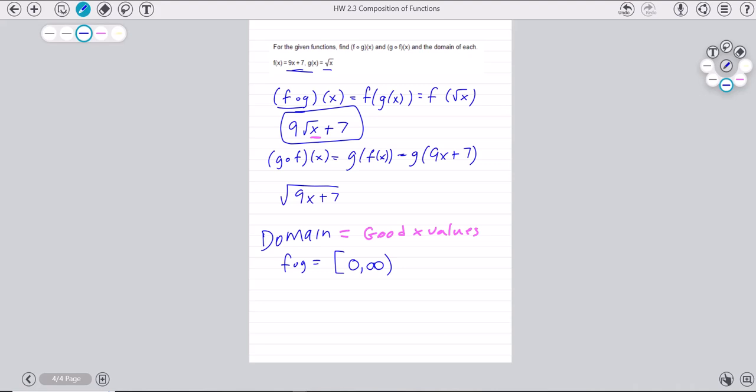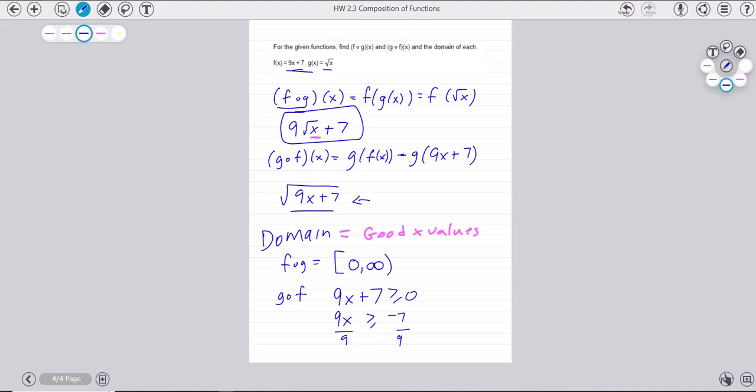All right, now it wants the domain of g of f. So that's this one. Remember, I said the only thing that bothers a square root is if this goes negative. So in math terms, that means 9x plus 7 has to be greater than or equal to 0. That's all that means, right? You have to have a number greater than or equal to 0. So I could actually solve this. I could move the 7 to this side, and divide by 9.